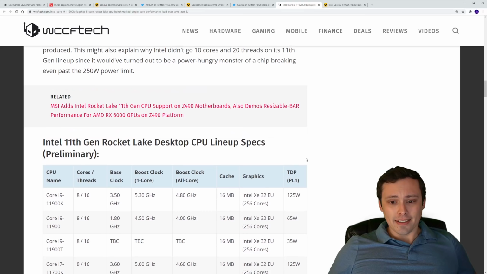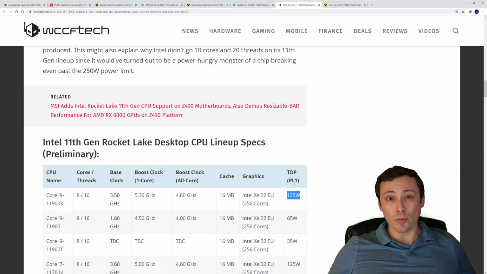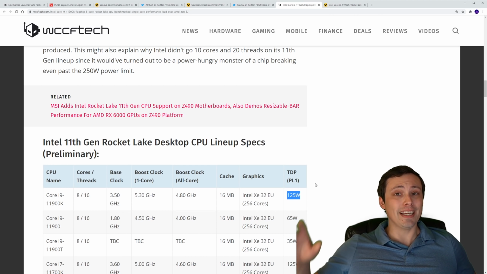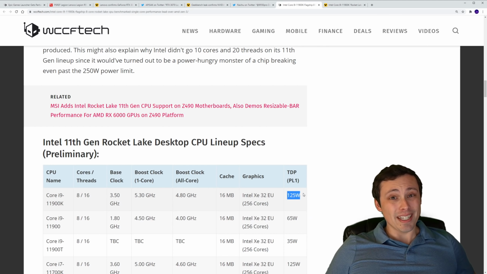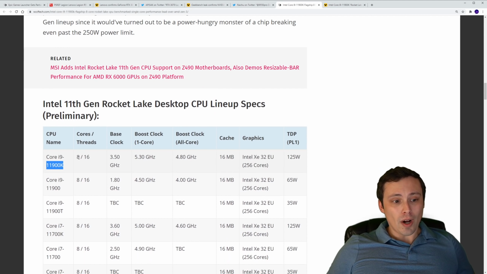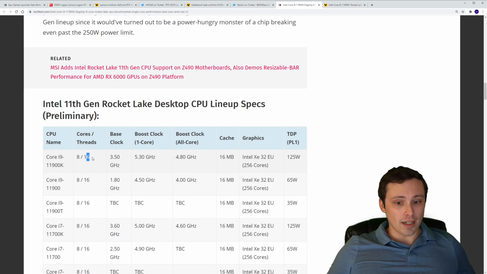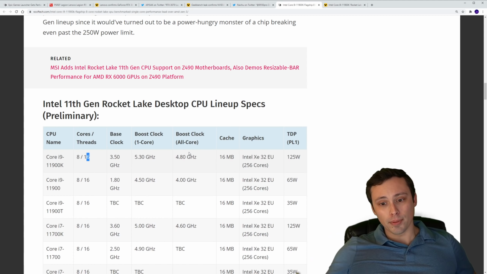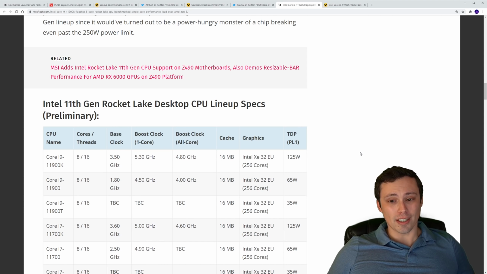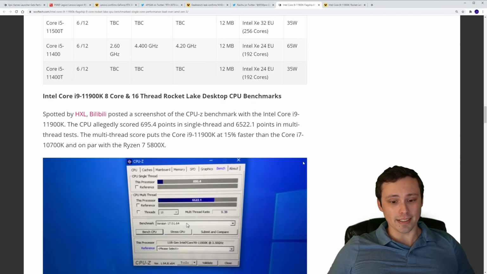And the biggest thing here is that these are pretty high power draws, and this is the 125 watt at power level 1. When it jumps up to power level 2 to hit its absolute maxes, it's rated at 250 watts on this thing, which again probably explains why it's limited to 8-core 16-thread instead of 10-core 20-thread, like the 10th gen processors offered at this tier. And that's probably allowing them to hit those higher boosts, and they're really pushing the power draw, so that's something to keep in mind when you're looking at this.